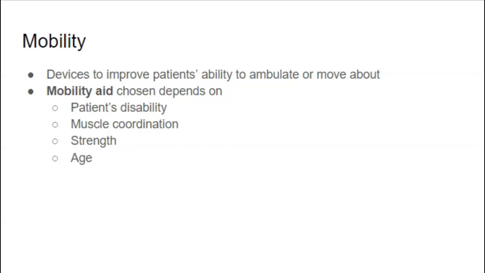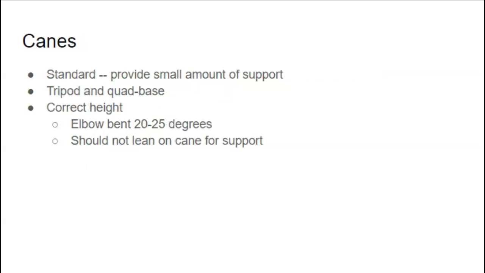So when we look at some of the aids that you guys will be dealing with, appropriate aids will depend on their disability, their coordination, their strength, and their age. Okay, so you always want to make sure it's age appropriate. Obviously, you're not going to be making the choice on what's being used, but you may have to demonstrate to these patients how to use their mobility aid depending on what it is.